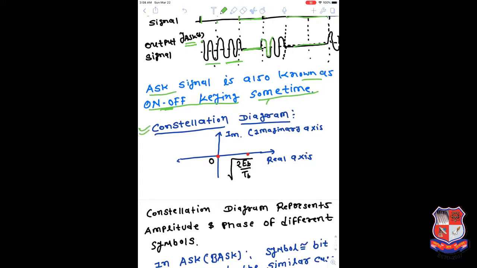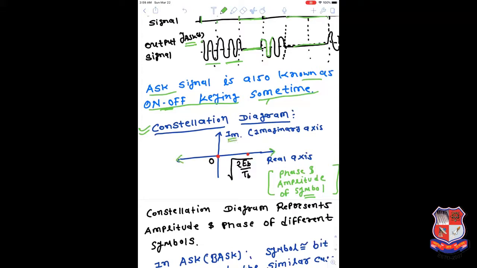So a constellation diagram is just a representation of the phase and amplitude of a symbol, right? This graph is simply known as a constellation diagram.